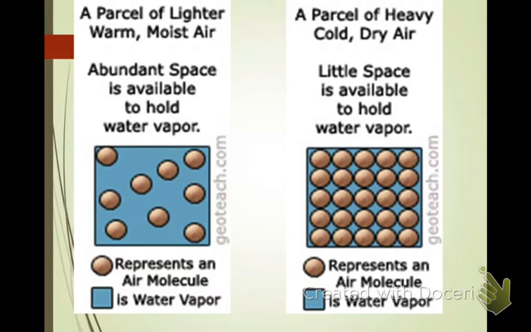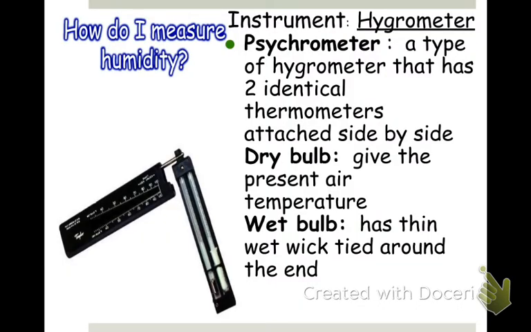So just another visual in case that helps you. So how do we measure humidity? We have looked at a few different weather tool instruments, with your barometer, your anemometer, your wind vane, and we all know thermometer. Well, now we have another one called a hygrometer. A hygrometer, you can think hydro, is just something that measures the humidity in the air.